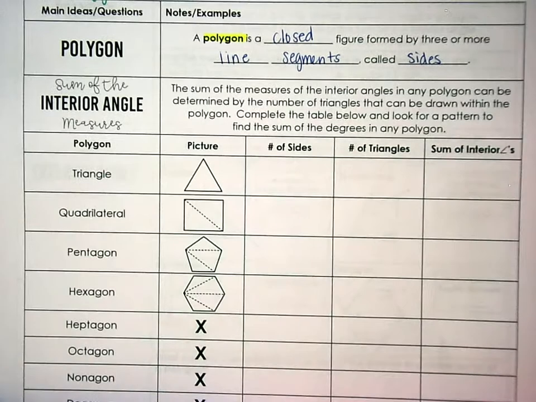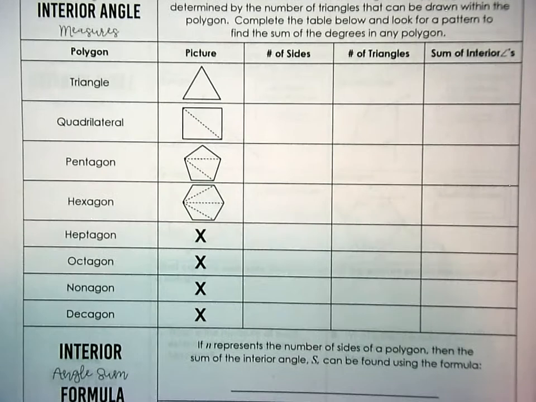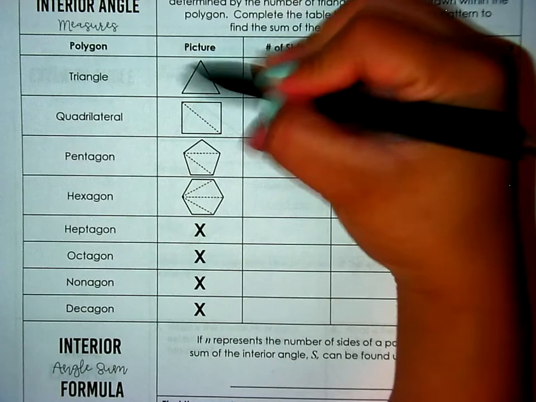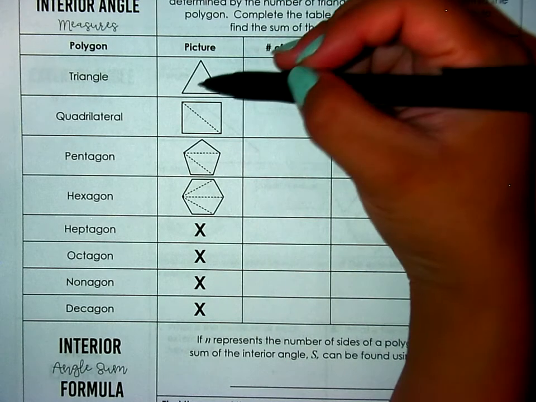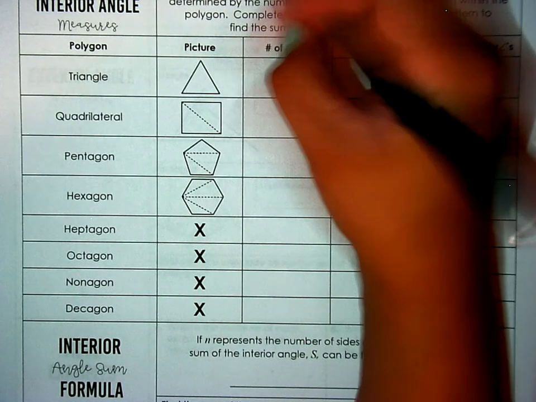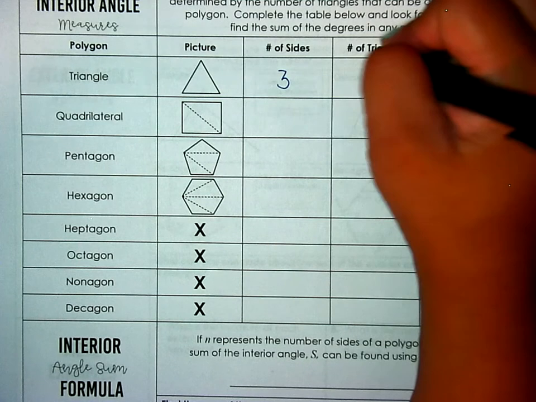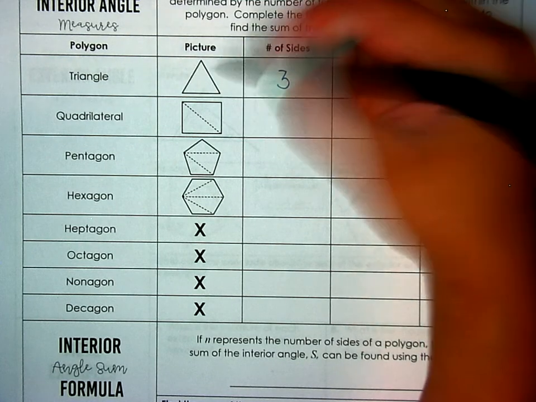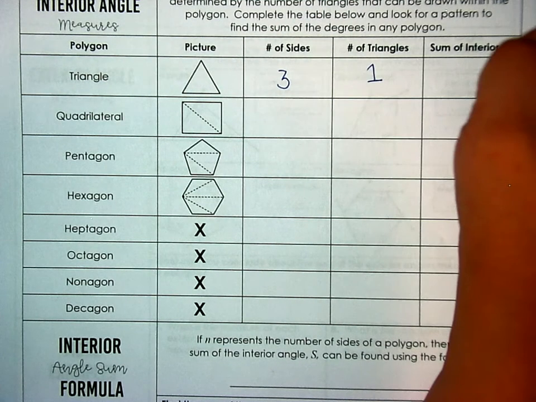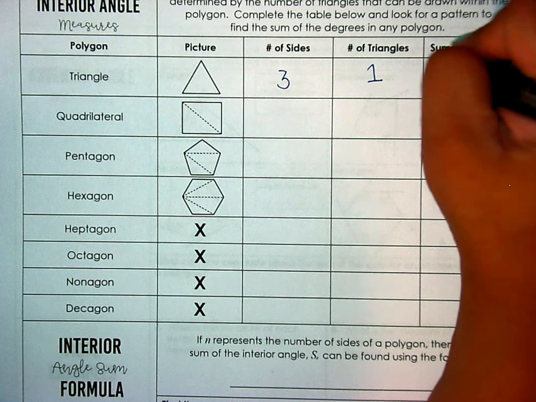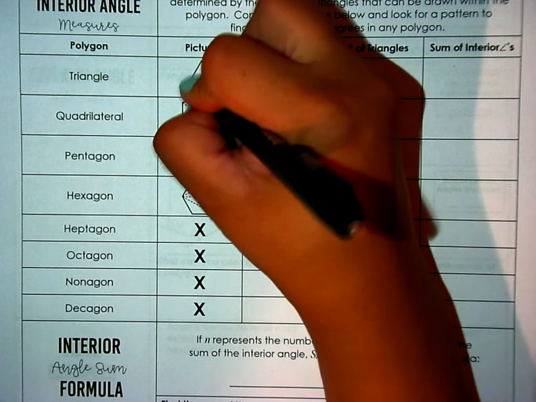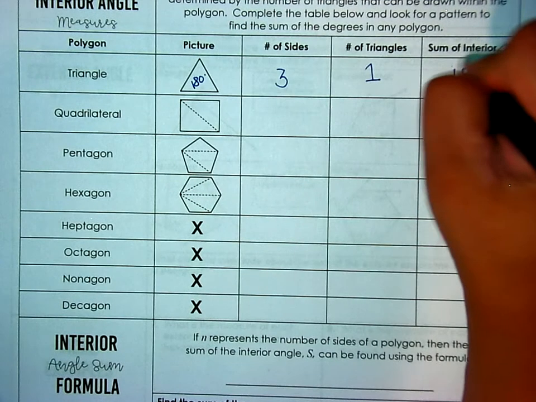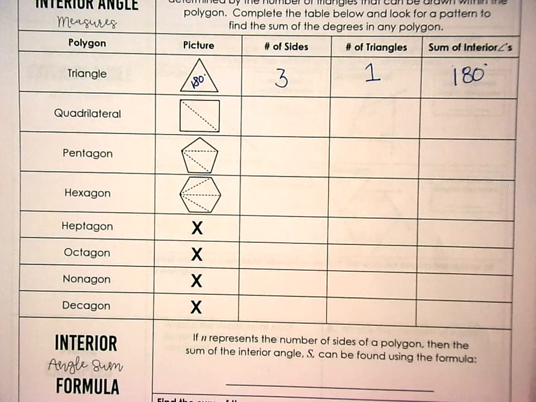Okay, so let's look at the first one, a triangle. This is what a triangle looks like. It's not the only thing, but that's one example of a triangle. How many sides does a triangle have? Well, it has 3. How many triangles are here? Well, there's only one, right? The picture. So that's one triangle. And I'll go ahead and tell you what the sum is. All triangles always equal 180 degrees. Okay? See if you can figure out the next one. I'll write it in. So it should be pretty simple to do the first part. How many sides does it have? Write it down.